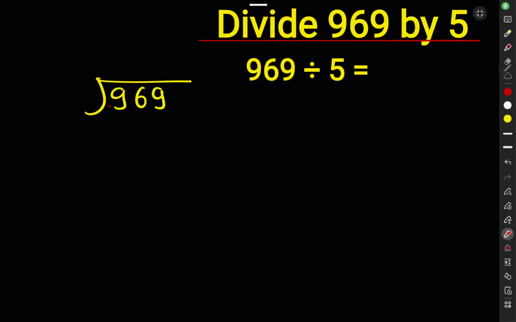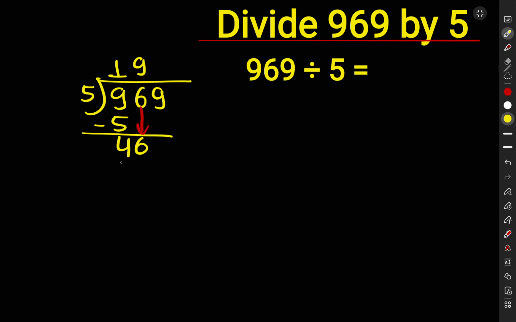We divide 969 by 5 in long division method. 5 times 1 is 5. On subtracting we get 4. So now we put down this 6 and it is 46.